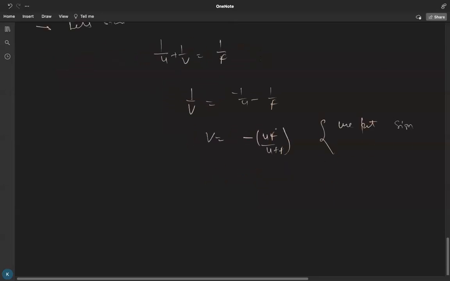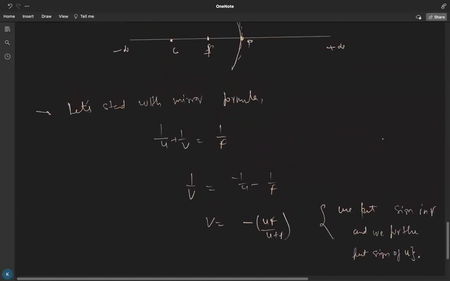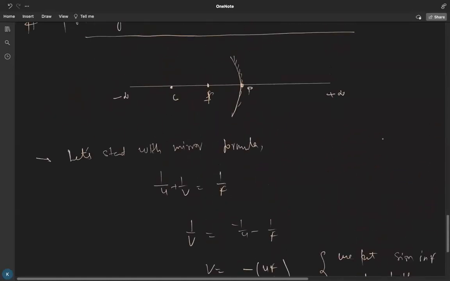So let me write it here. What I did here, I actually put the sign in F, that means focal length. I put it as negative, as you look at here, and then we further put the sign of U. Okay, so I hope it will be clear to all of you what I'm trying to say. So this is the thing that I'm going to start with the normal mirror.